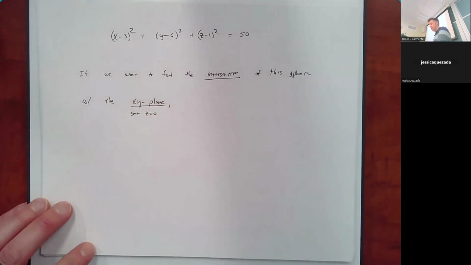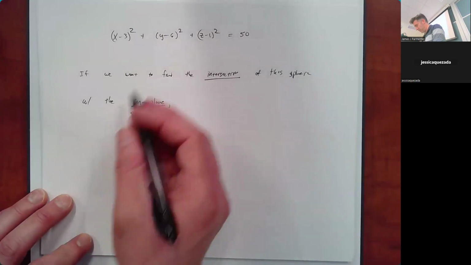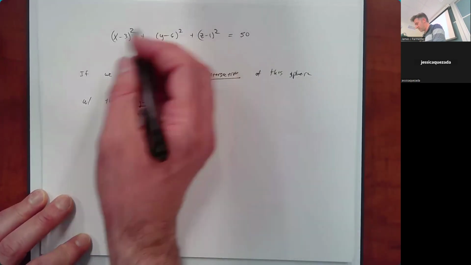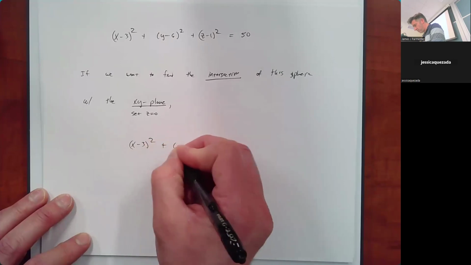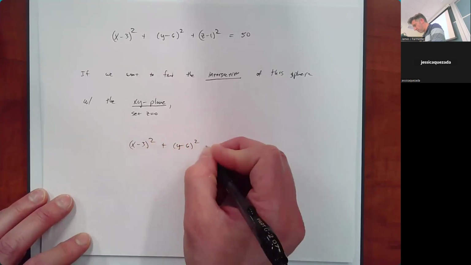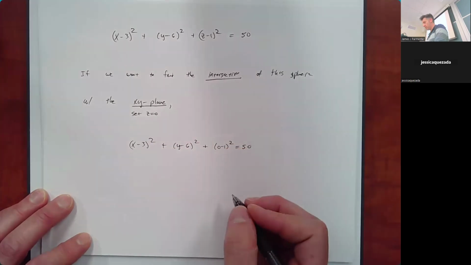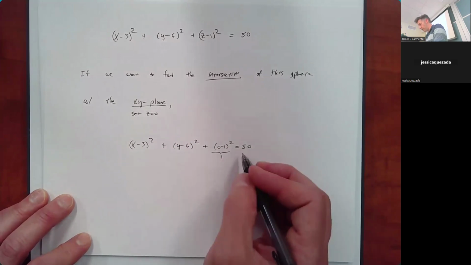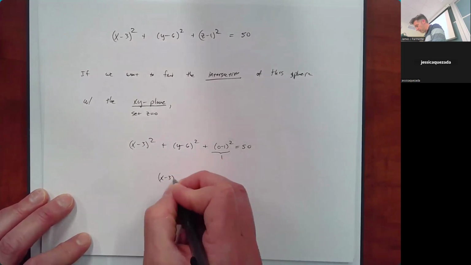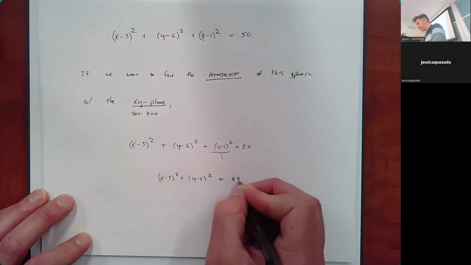Let's see what happens when we set z equal to 0. So that's actually going to work out nice. I happen to have some nice numbers here. Great, I love when it works out nice. So if I set z equal to 0, I'm going to get (x minus 3) squared plus (y minus 6) squared plus (0 minus 1) squared equal to 50. 0 minus 1 squared is just 1. I subtract 1, I get (x minus 3) squared plus (y minus 6) squared equal to 49.